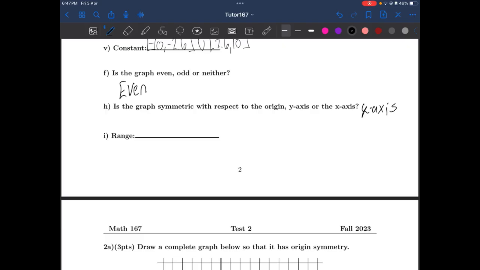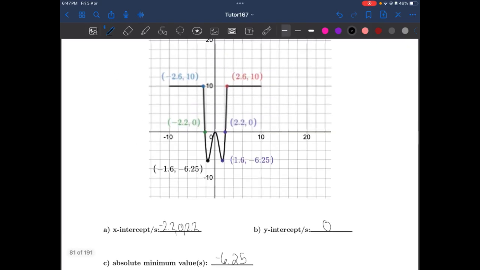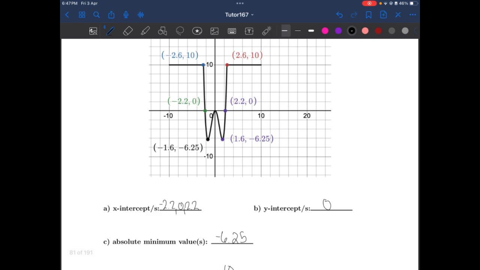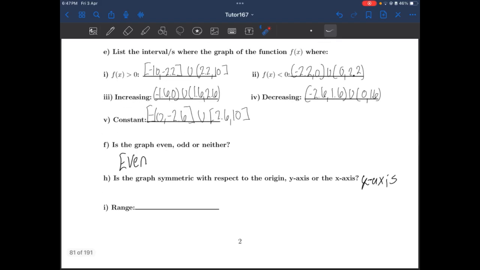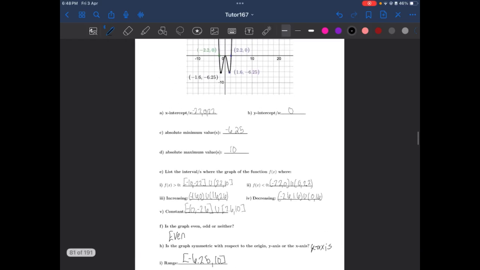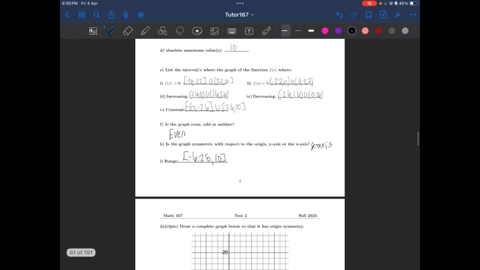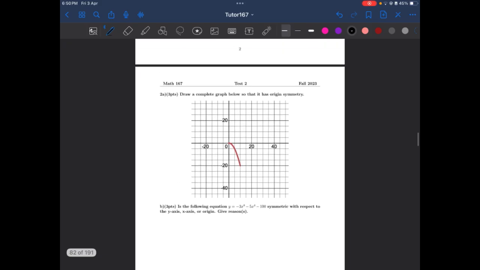The range: when you want to determine the range, you're looking at all the values of y that the graph covers. So you start at the negative value, that would be negative 6.25, all the way up to positive 10. Okay, that's our first page. Let's go down here.